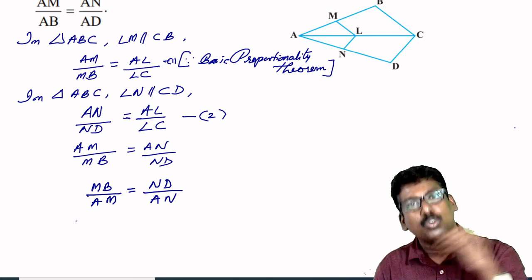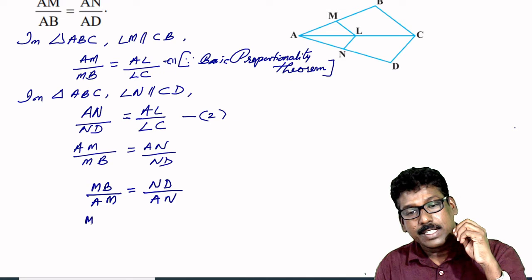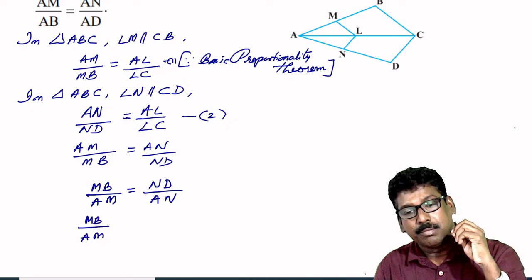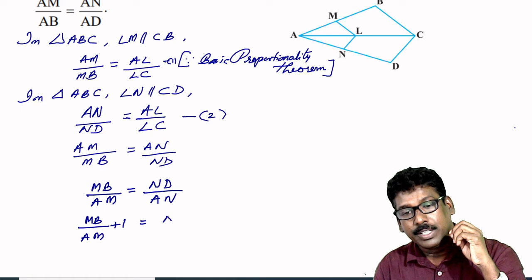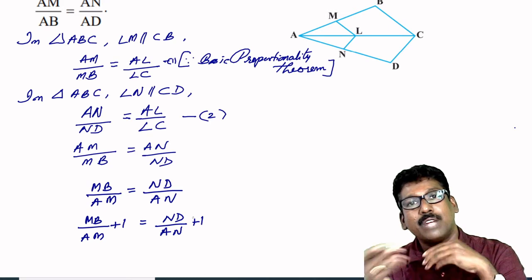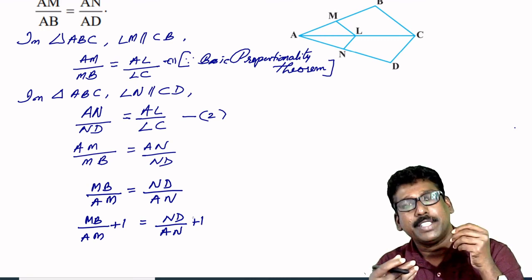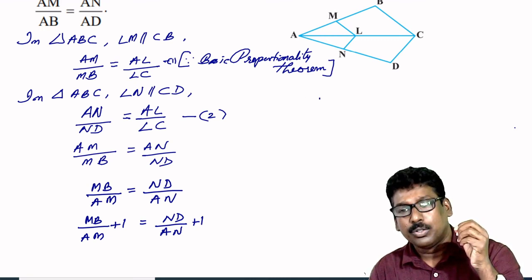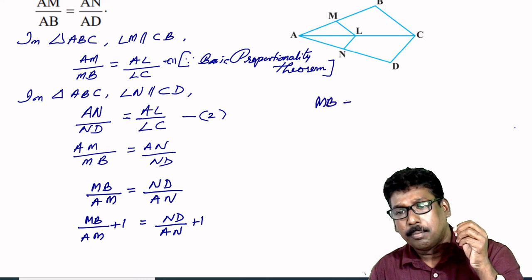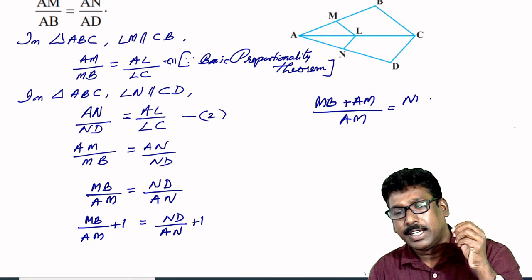Now, let me add 1 to both sides. What will you get? MB by AM plus 1 is equal to ND by AN plus 1. If you add 1 to both sides, the equation will not change. Now simplify it. You can write it as (MB plus AM) whole divided by AM, which is equal to (ND plus AN) whole divided by AN.